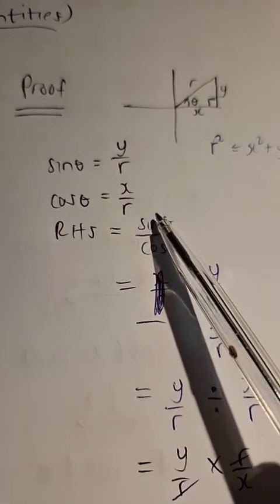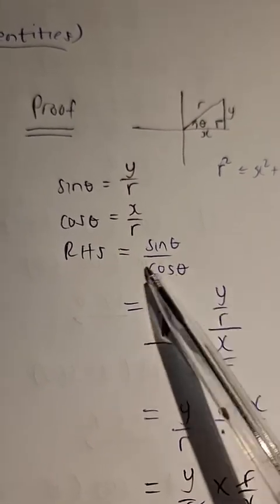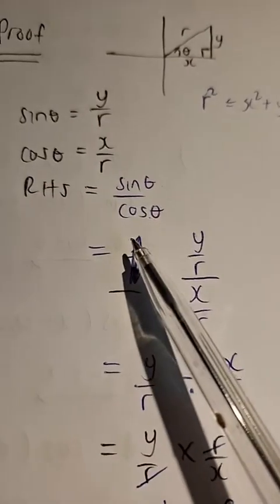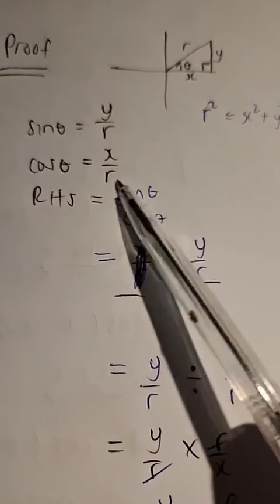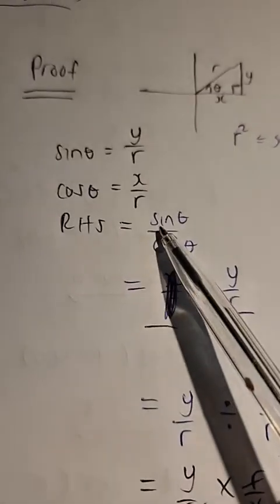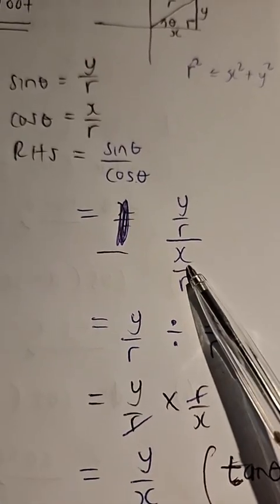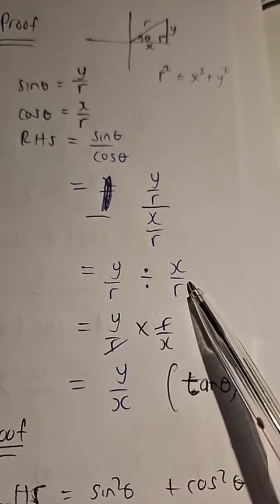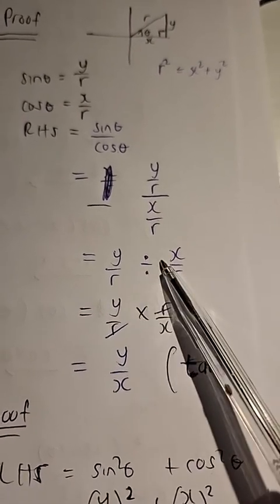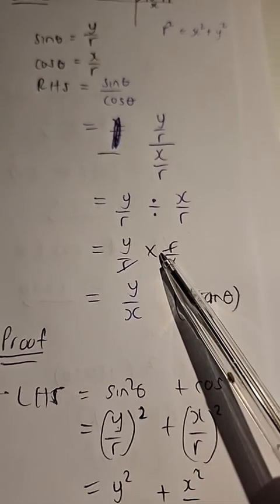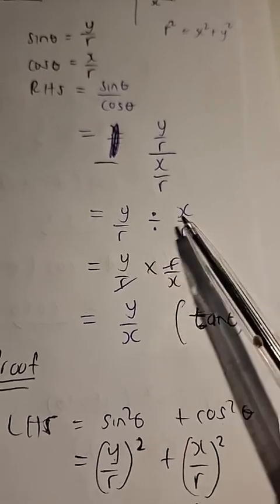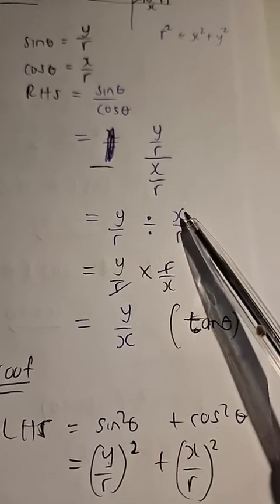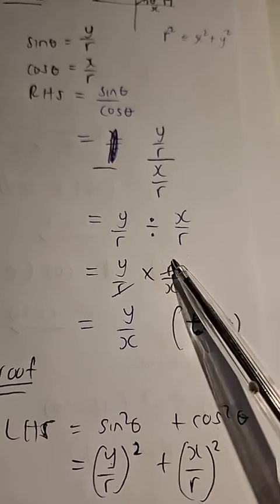Then what I did is I took sine theta over cos theta, which is my left hand side. Sine theta is equal to y over r, cos theta is equal to x over r. So this means y over r divided by x over r. Then I took this division and changed it to multiply. You know what happens to the second fraction whenever you change divide to multiply? This x over r becomes r over x.